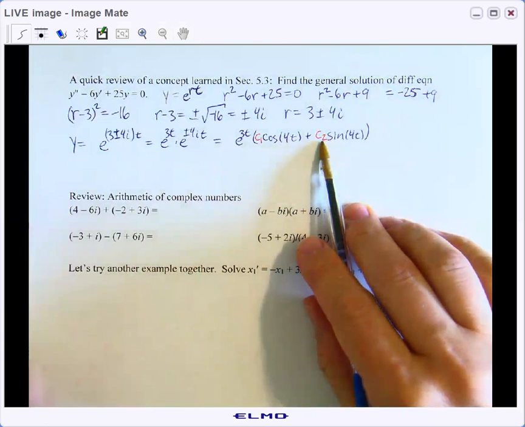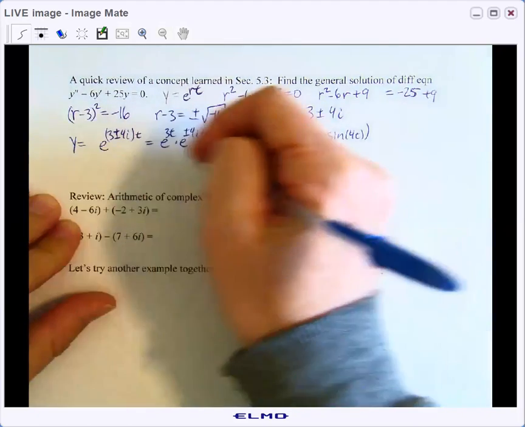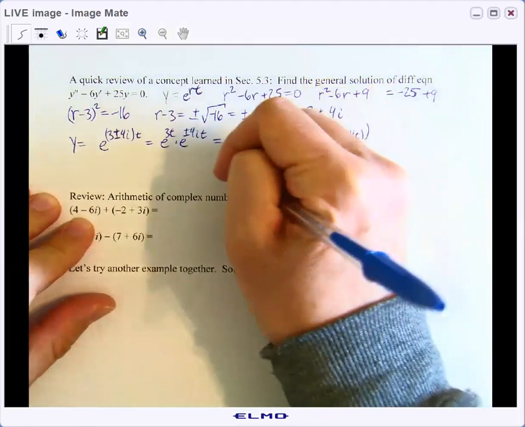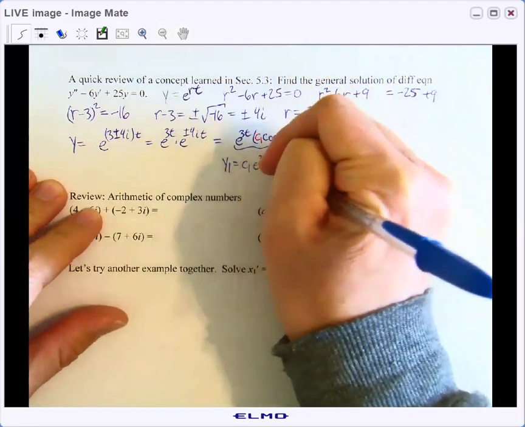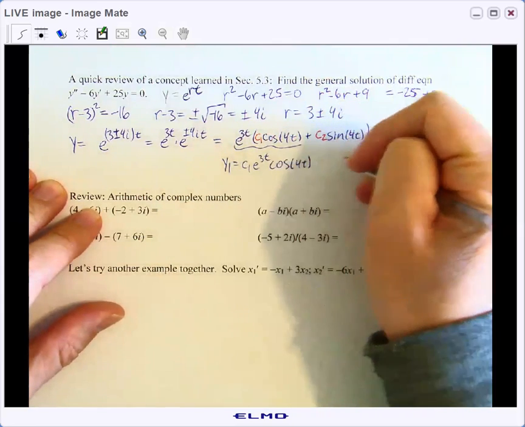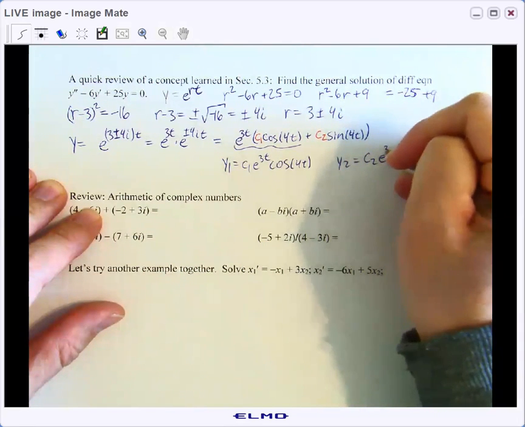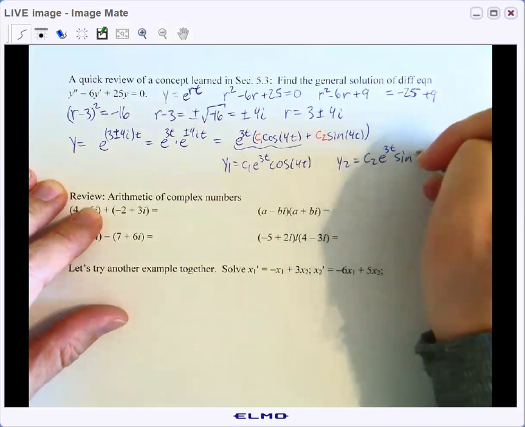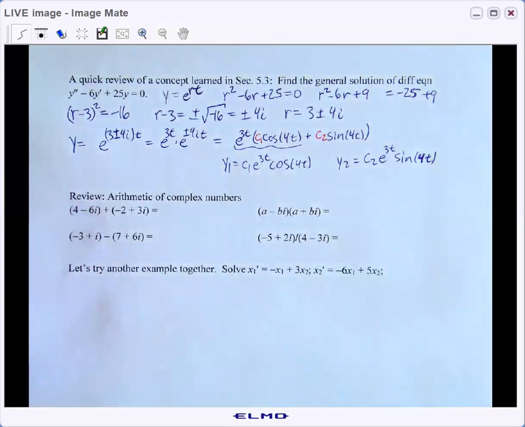Therefore, here is our general solution to our differential equation. If we wanted to, we could break them off into pieces where y1 was equal to c1 e to the 3t cosine of 4t, and y2 is equal to c2 e to the 3t sine of 4t. And you can use your Wronskian to check that those are in fact linearly independent solutions.